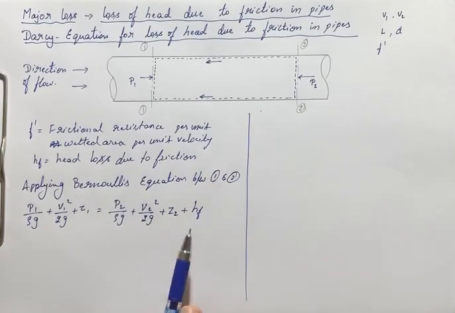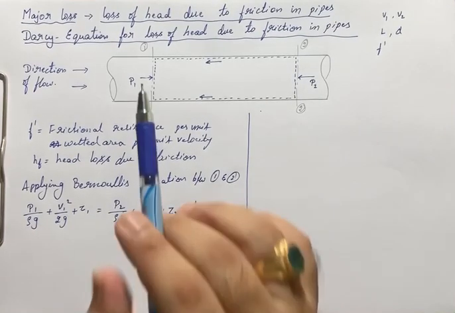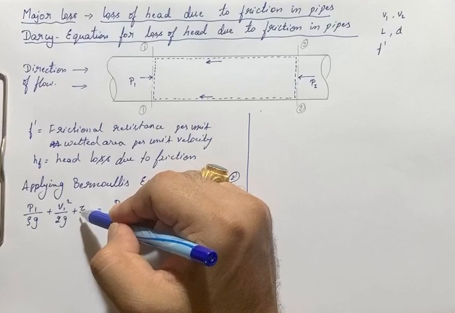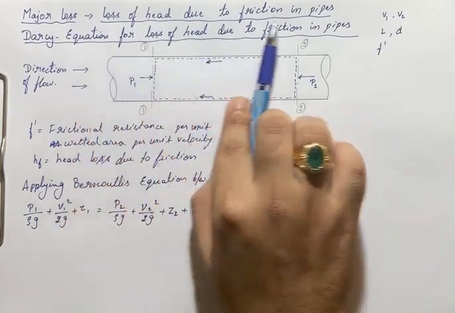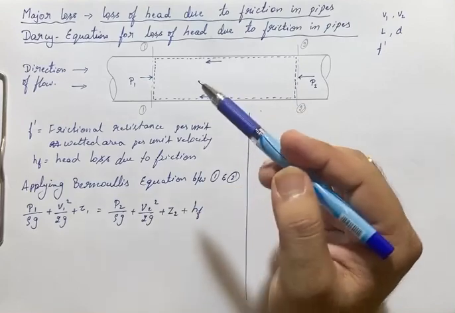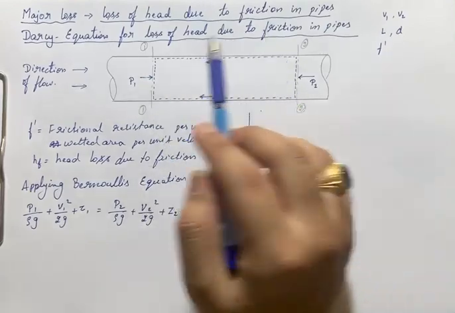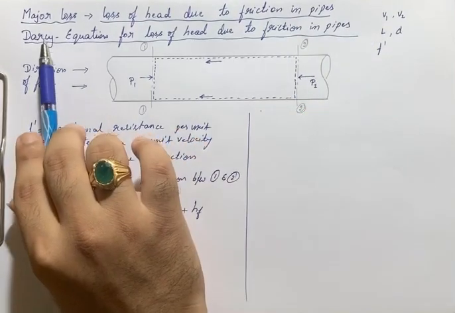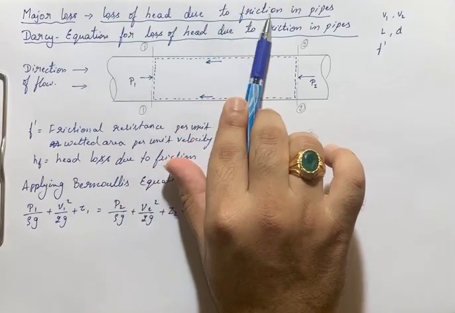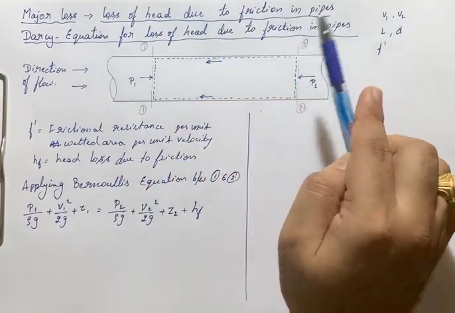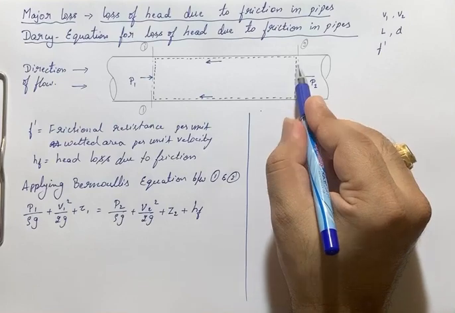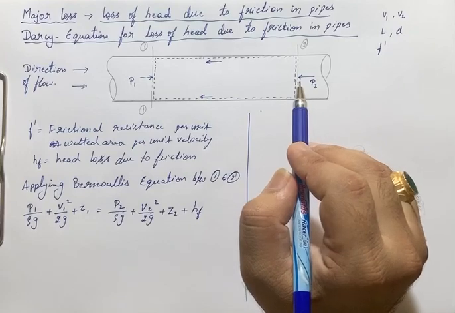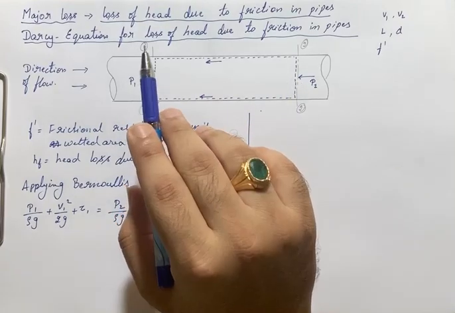Now, why am I writing HF in section 2? Let us assume the total energy, P1 by rho g plus V1 square by 2g plus Z1, should remain constant throughout the pipe. That is P by rho g, V square by 2g and Z should remain constant throughout the section of pipe. Here we are calling major loss the loss of head due to friction in pipe. Due to friction in pipe, the total energy in section 2 will not be the same as in section 1. There will be some losses.